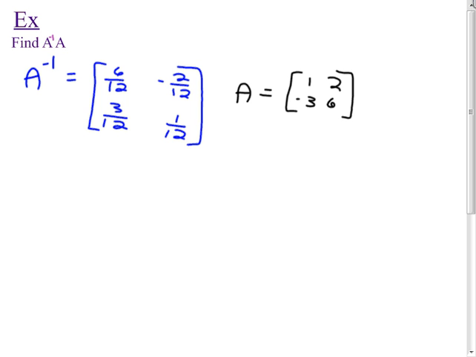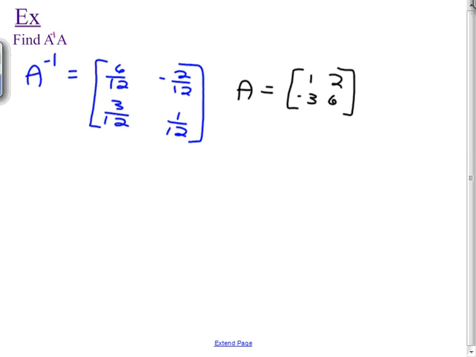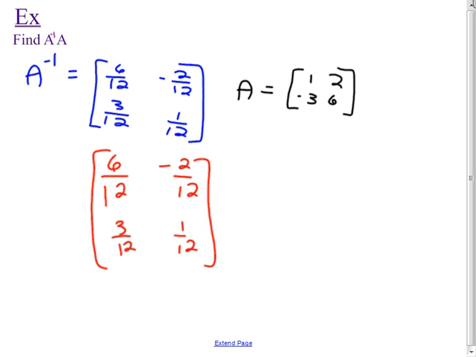So what I have to do is I'm going to have to take this and multiply together my row by my column. So I have 6/12, -2/12, 3/12, and 1/12. That's my inverse. That's first, so that's on the left-hand side. I'm going to multiply by my A matrix: 1, 2, -3, 6. And you'll see in a little bit why I didn't simplify those fractions.